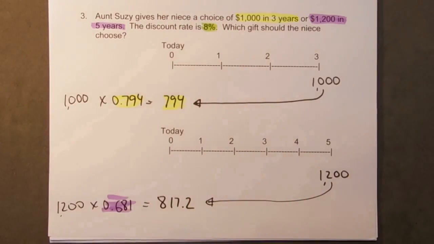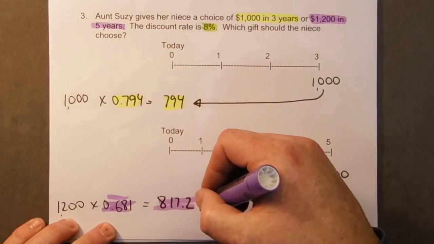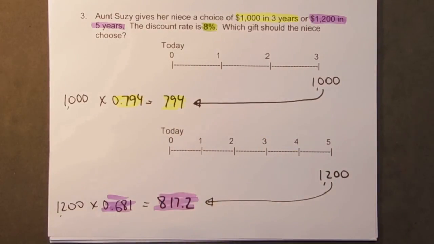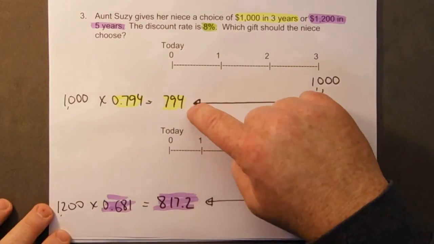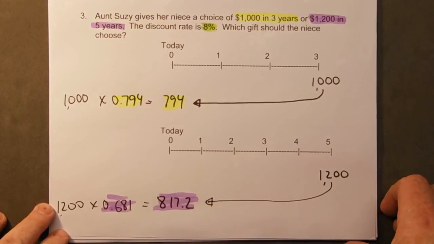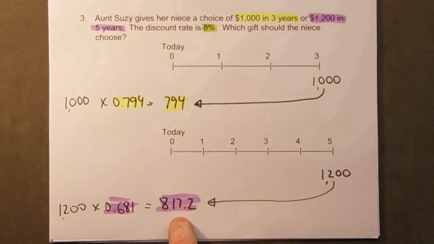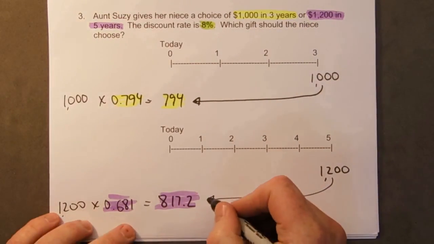So $817 and 20 cents, or 0.2. So that is what the 1,200 is worth. So, which would you rather have, $817 or $794? Well, you'd probably want the one that was higher, right? It's better to have $817 than it is to have $794.